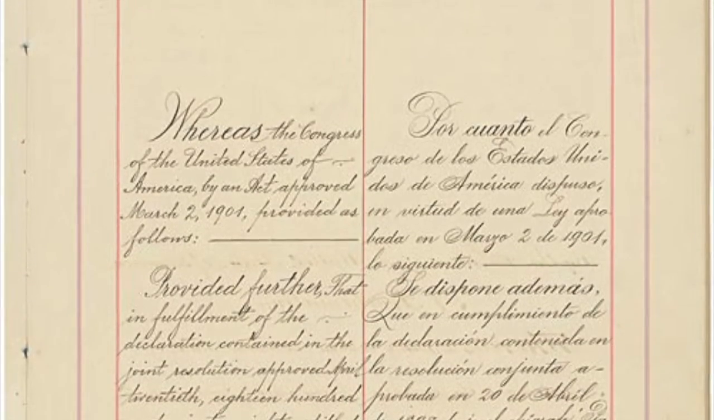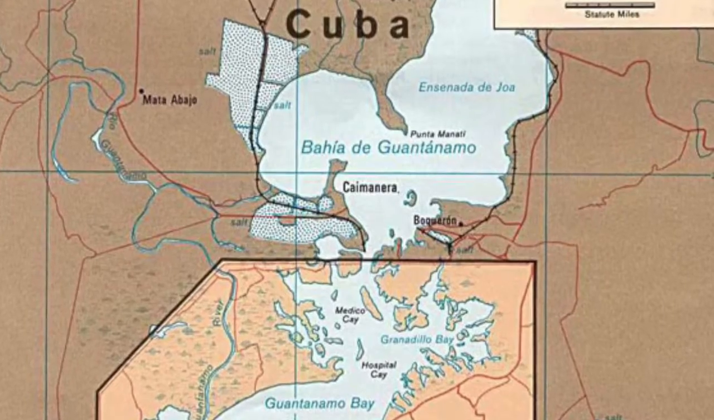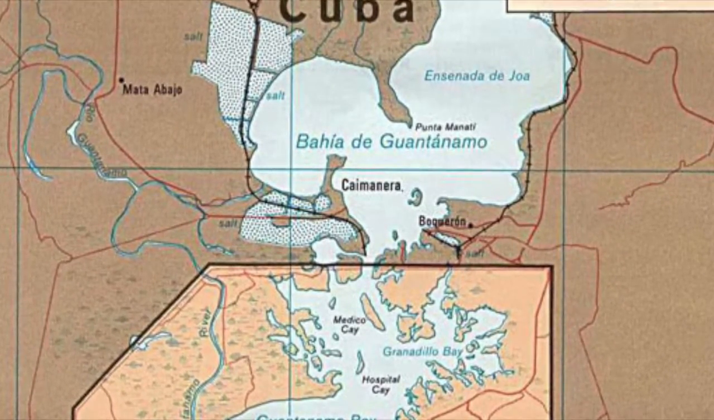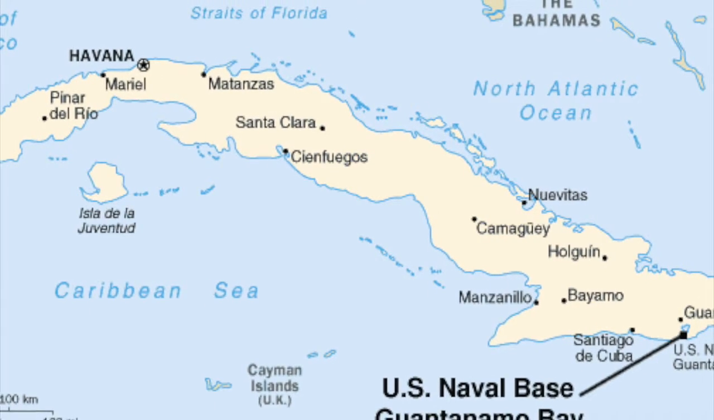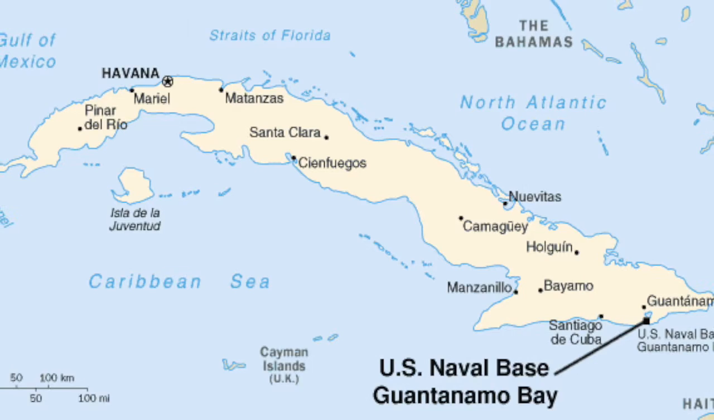This amendment made Cuba a U.S. protectorate, which is a country under the control and protection of another country. After the amendment, U.S. troops left Cuba. The amendment was eventually repealed, but the U.S. kept its lease on Guantanamo Bay.